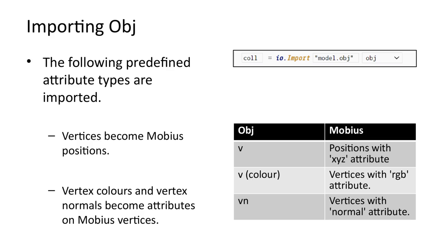The OBJ file only allows for a few predefined attributes. These include vertex positions, vertex colors, and vertex normals. The vertex positions are mapped to the Mobius XYZ attribute on positions. The colors and normals are mapped to Mobius vertex attributes.